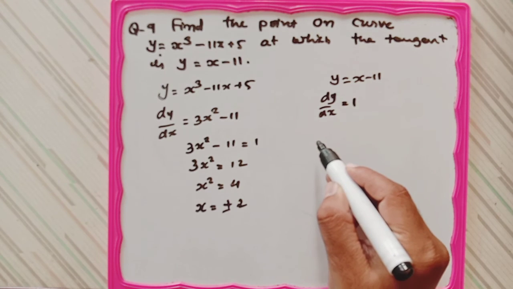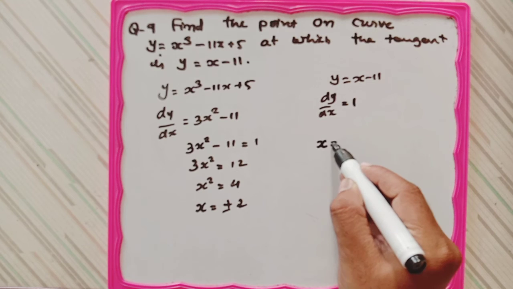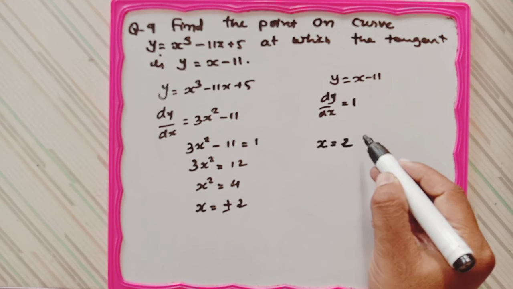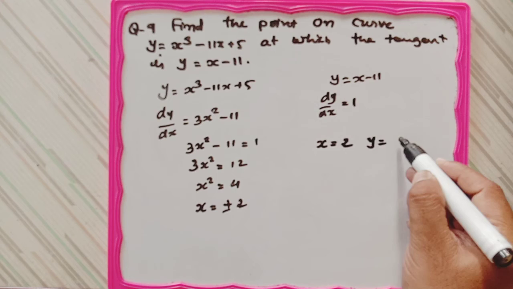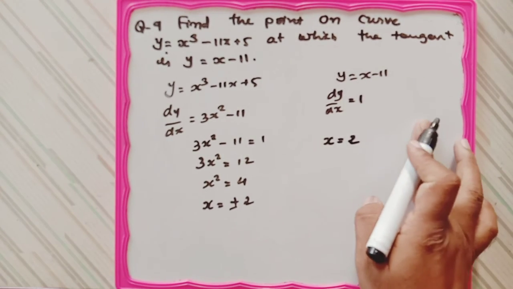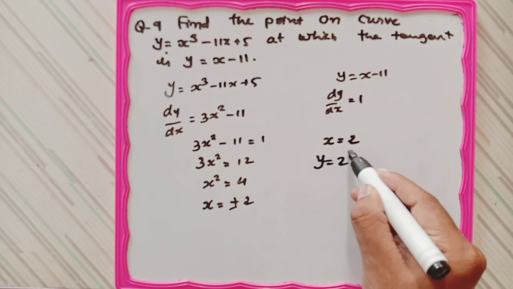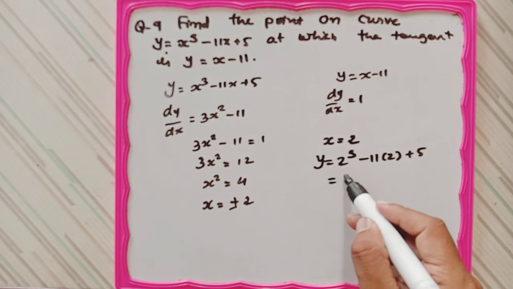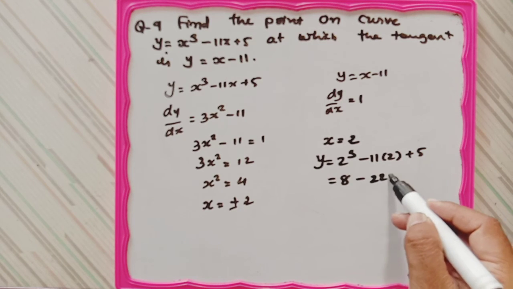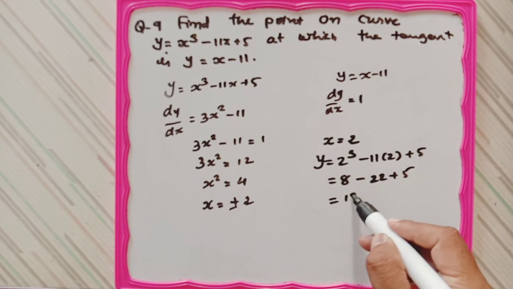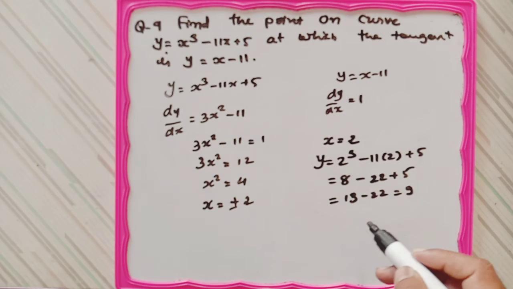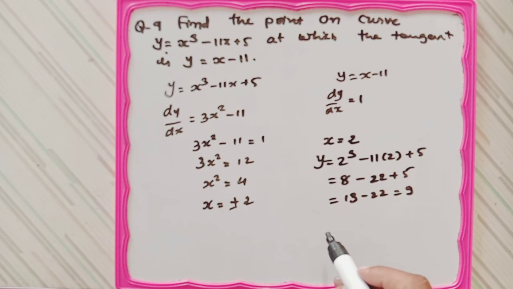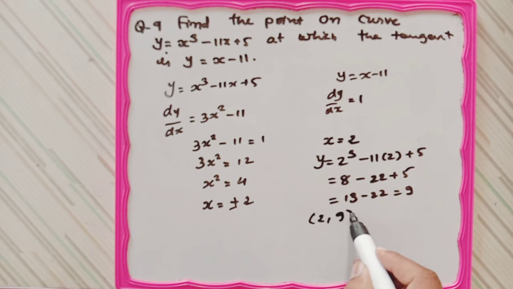So x is equal to 2, we take, then y equals 2 cube minus 11 into 2 plus 5, and so it is 8 minus 22 plus 5. So 13 minus 22, it is minus 9, and so we have (2, minus 9).